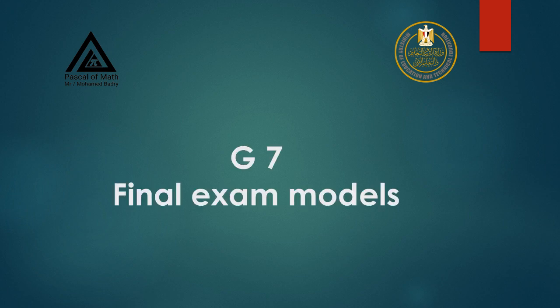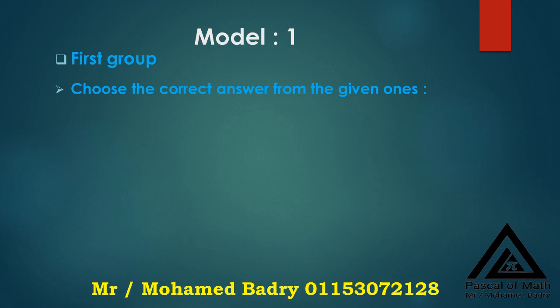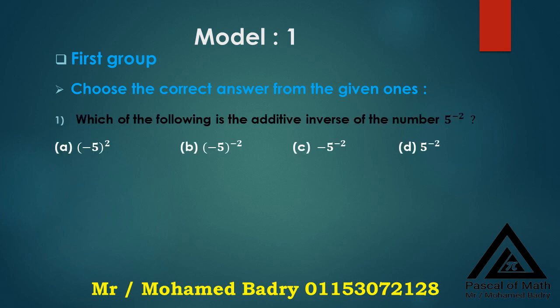Final exam models grade 7. Model 1. First group, choose the correct answer. Question 1. Which of the following is the additive inverse of the number 5 power negative 2? If we want to find the additive inverse for any number, we must change the sign. The correct answer will be C, negative 5 power negative 2.